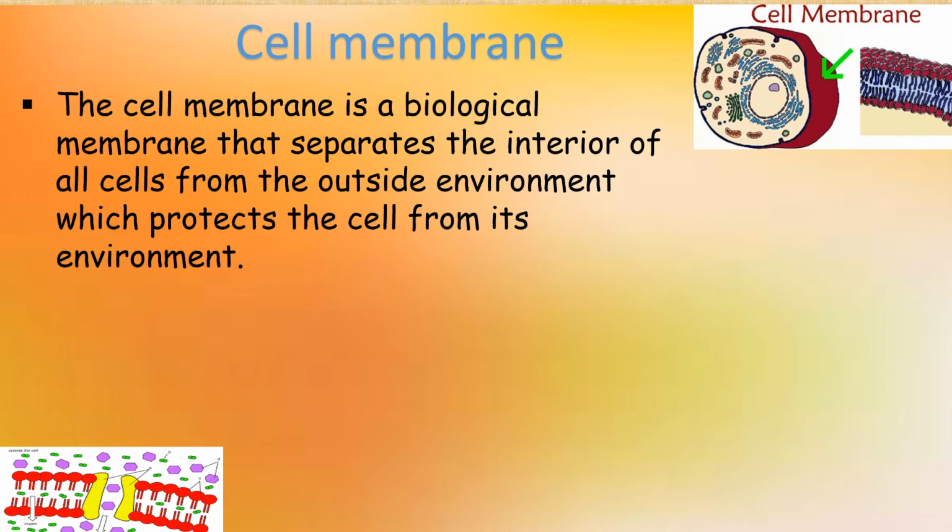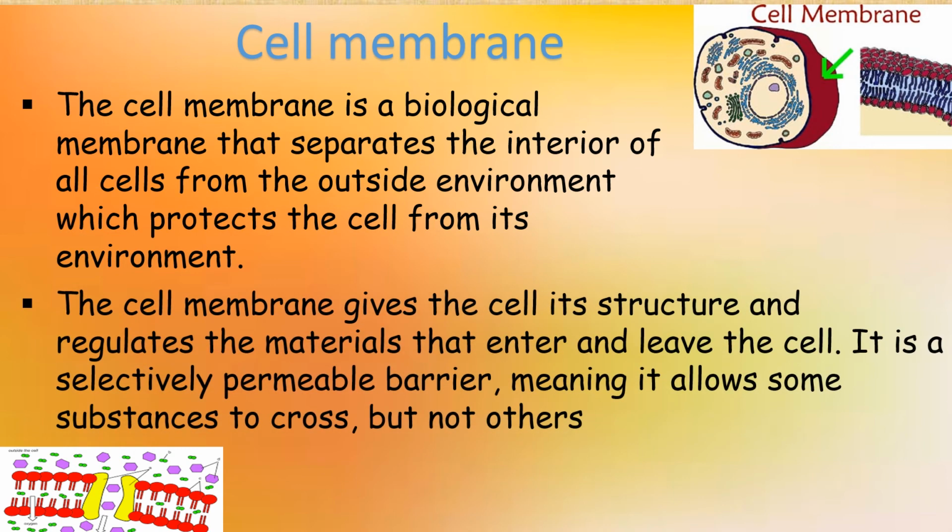Sometimes it is called the cell surface membrane to distinguish it from other membranes inside the cell. This is a thin layer like a skin on the surface of the cell. It forms a boundary between the cytoplasm of the cell and the outside. The cell membrane gives the cell its structure and regulates the materials that enter and leave the cell. It is a selectively permeable barrier, meaning it allows some substances to cross but not others.